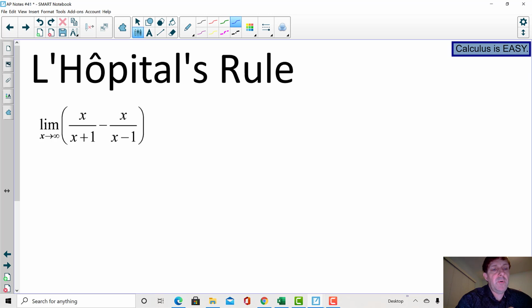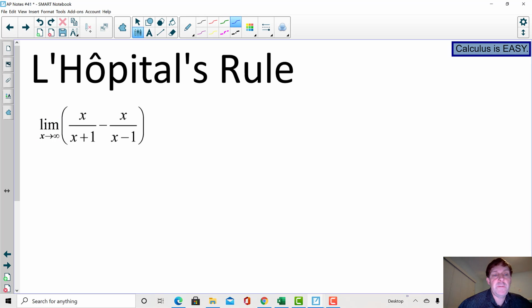Okay, for this example, we want to take these two fractions and we want to combine them into one fraction. Then when we do our limit, we can see what we're getting. Hopefully we get 0 over 0 or infinity over infinity, or maybe we'll just get a nice number. So let's see what happens when we do that.